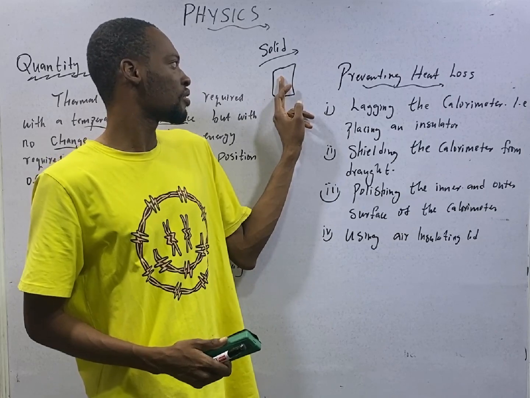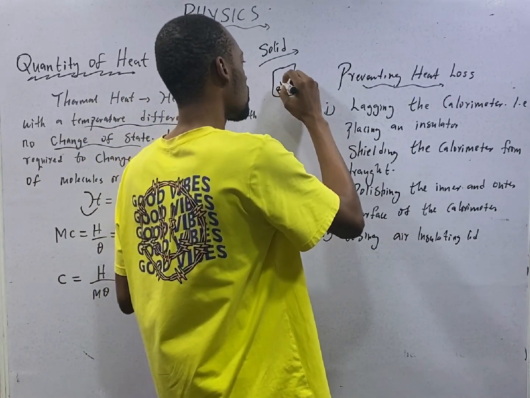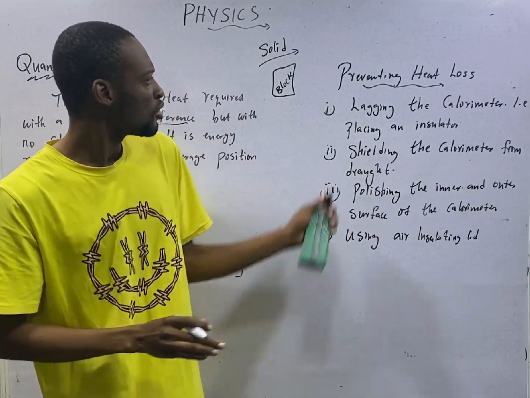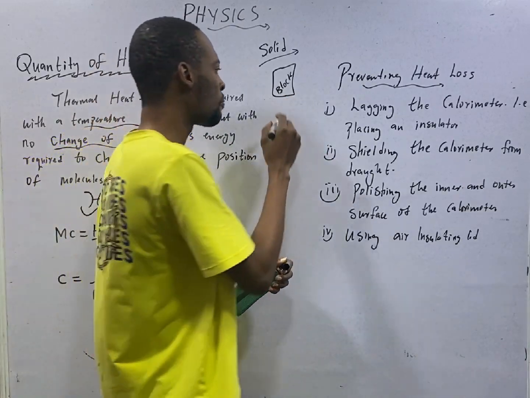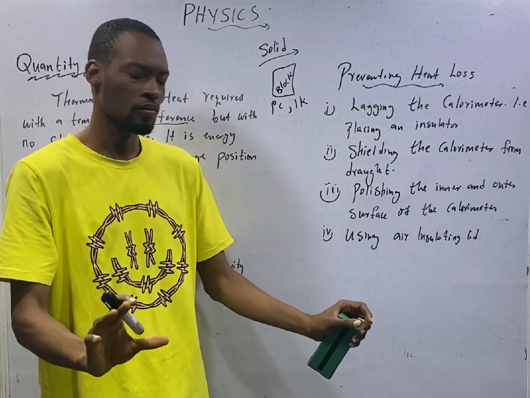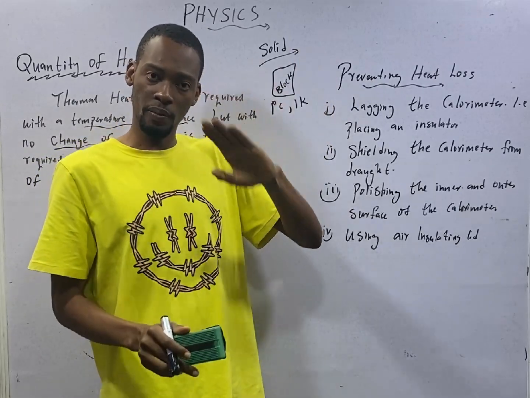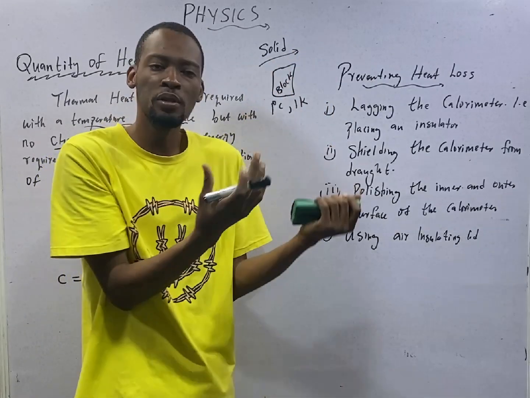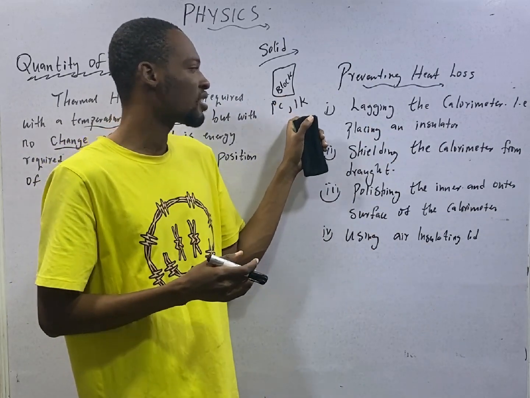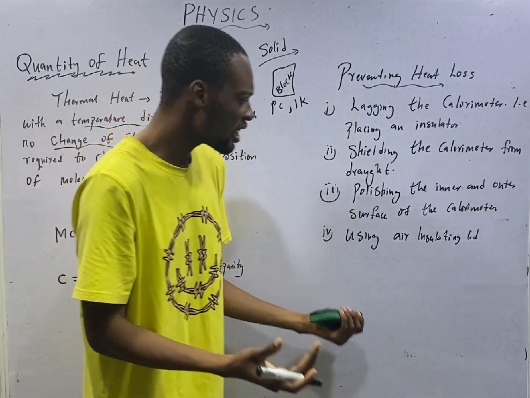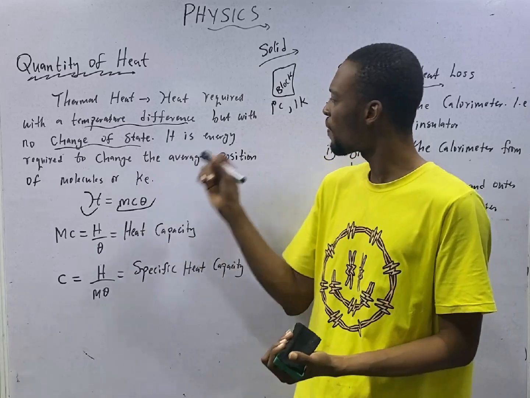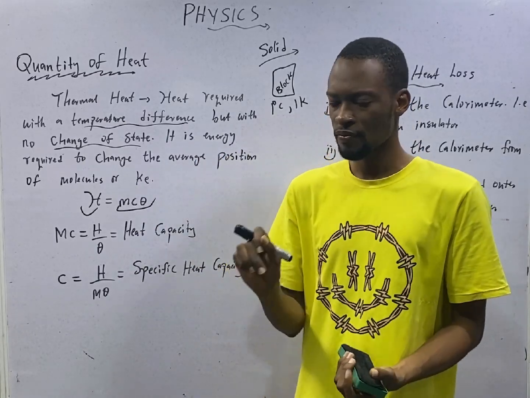If this is a block, the heat required to change the temperature of this block by 1 degree Celsius or 1 Kelvin is referred to as heat capacity. We don't care about the mass of the block. So long as you are able to change the temperature of the overall block by 1 degree Celsius or 1 Kelvin, that heat you applied is heat capacity, which means heat capacity is the heat required to raise the temperature of a substance by 1 degree Celsius or 1 Kelvin.